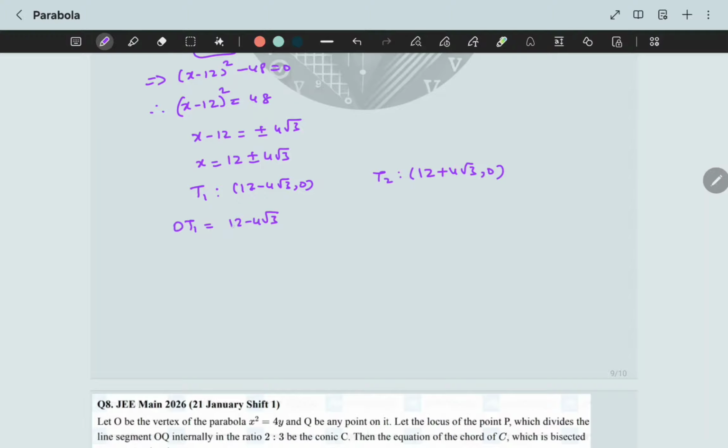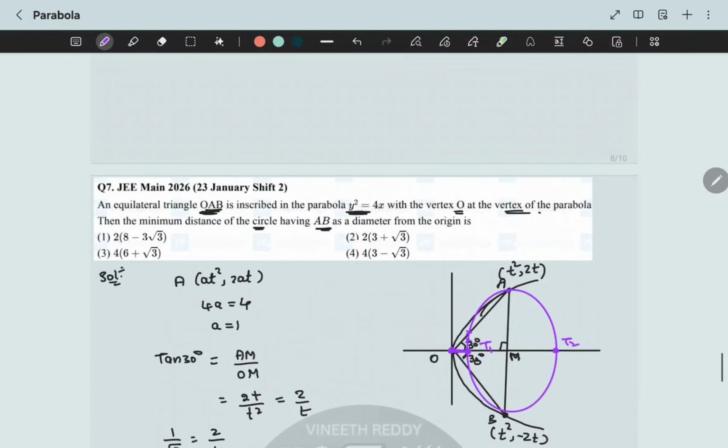Under root 144 is 12 and under root 48. So that means 12 minus 4 root 3 is positive. So I can take 4 common. So this should be 3 minus root 3. So this should be the minimum distance, I think. So 4 times (3 minus root 3) should be the answer. That is option 4. That's it.